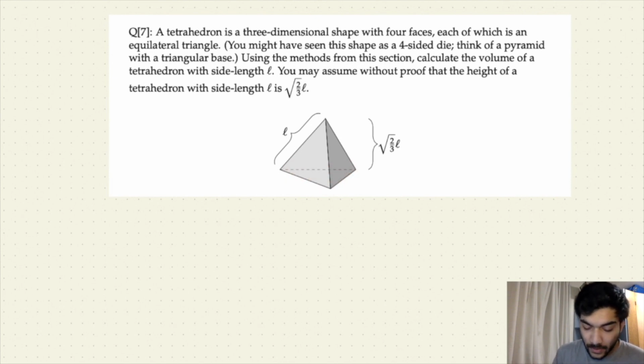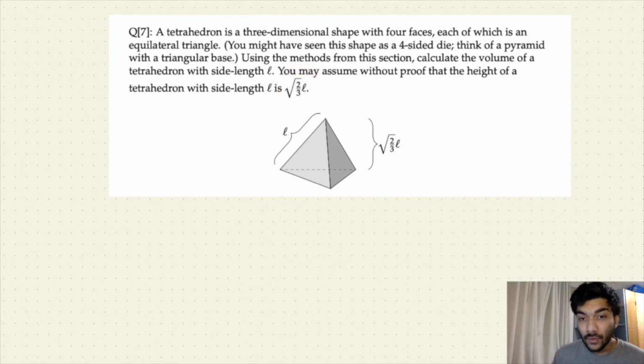Now, using the methods of volume calculation using definite integrals, we have to calculate the volume of a tetrahedron with side length L, and we may assume without proof that the height of a tetrahedron with side length L is root 2 by 3 times L. So if you have a tetrahedron with side length L, you can assume without proof that its height would be root 2 by 3 times L.